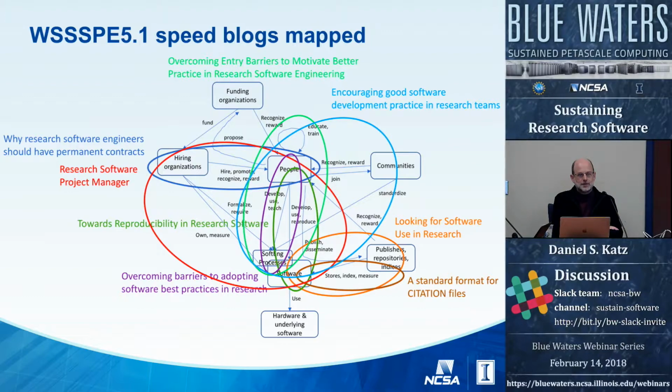So again, since I have the schematic, I wanted to keep using it. In this case, I tried to map the speed blogs onto it. Once again, we had not thought of the schematic when we did the speed blogs. We did this in terms of people proposing ideas of things that they wanted to talk about, and then other people joining those activities. And so we ended up with these 8 groups, again, without thinking about how they covered the space.